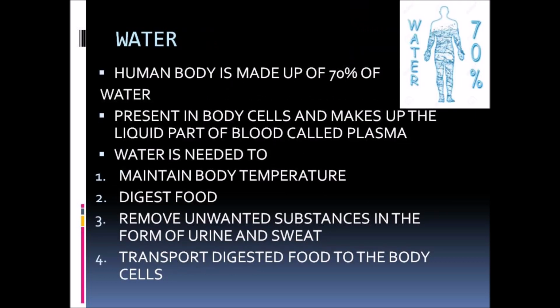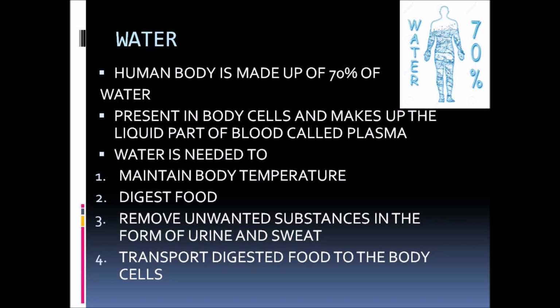The next nutrient is undoubtedly a very important one. It is water. Water makes up 70% of our body. It is present in our cells and also makes up blood. What is water needed for? It maintains our body temperature, helps in digestion of food, removes toxins in the form of urine and sweat, and helps in making blood that delivers food and oxygen to all body parts.